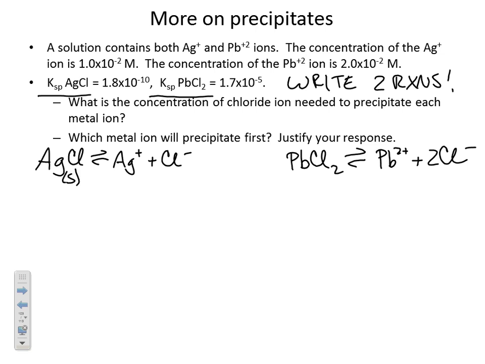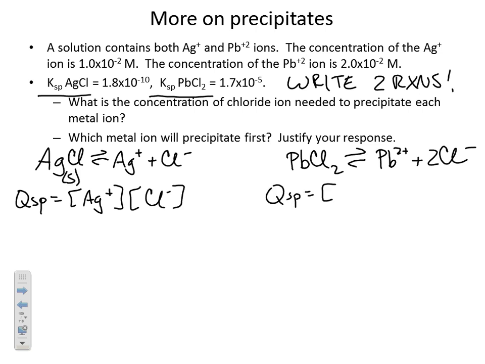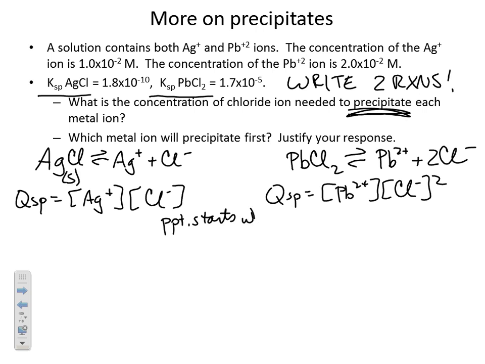That's a great place to start. What do we want to do next? For a Q problem, you want to write the expression. So the Qsp expression for this is going to be Ag plus times Cl minus, and for the other, the concentration of the lead times the concentration of the chloride squared. And it's asking about precipitation, right? So the precipitation starts when Q is greater than K.